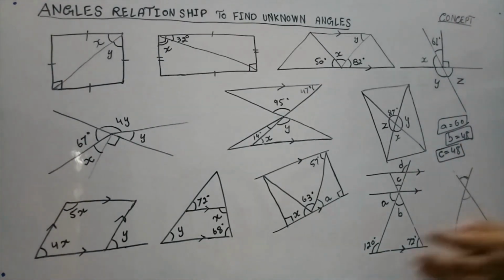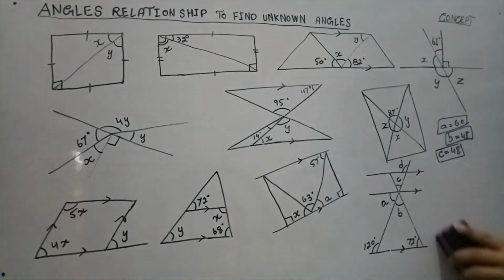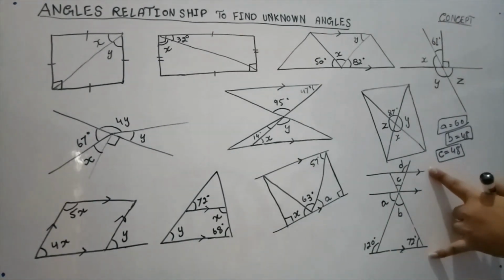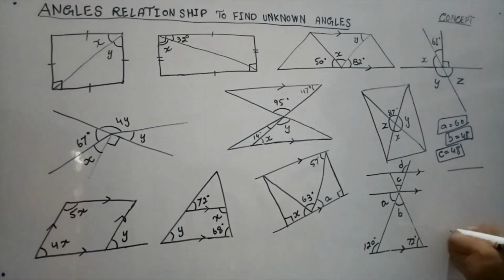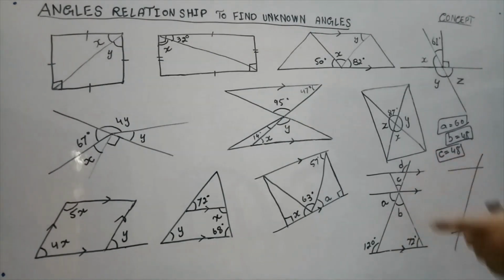Now we will find the value of D. If I redraw these two lines only, this line and this line, and this line also, which is intersecting these two parallel lines.